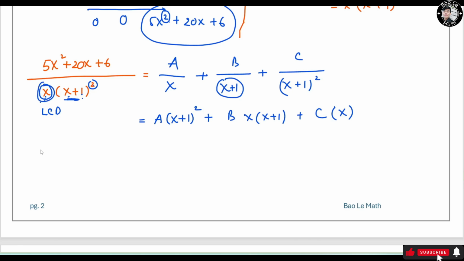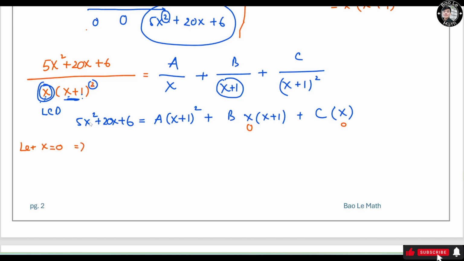So we miss this guy. Now the left hand side right here, we just write the numerator, that's it. Now we need to solve for a, b, and c, right? So I need to solve for a first. In order to solve for a, I need to eliminate b and c, right? In order to eliminate b and c, I just let s equal 0, right? If s equals 0, this guy gone, right? So I let s equals 0.